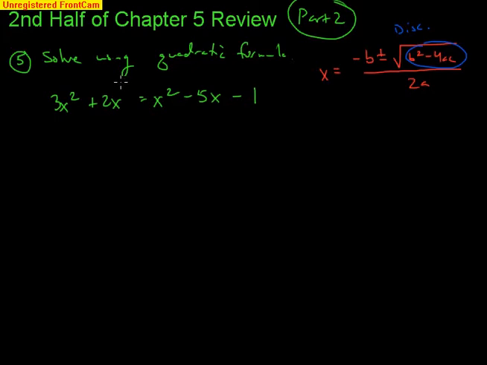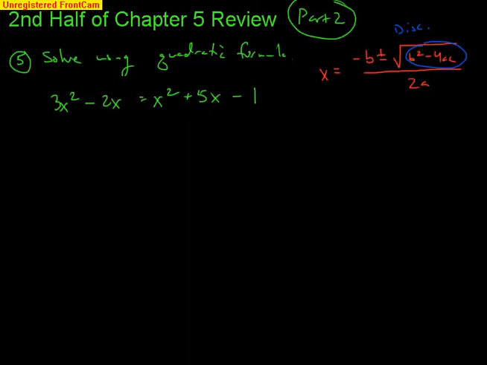We're going to use the quadratic formula to solve 3x squared plus 2x equals x squared minus 5x minus 1. Alright. And actually, I'm going to do something real fast. I'm going to change this sign right here to a minus 2x. Not a big deal. I just want to do something for the problem. And this one to a plus 5x. So make sure you rewrote this problem as 3x squared minus 2x equals x squared plus 5x minus 1.